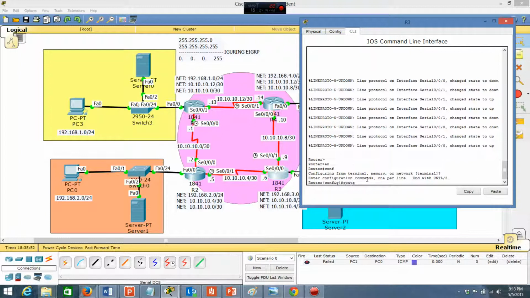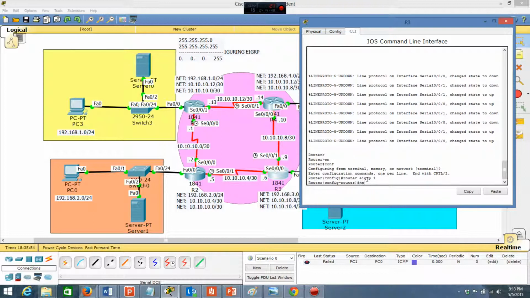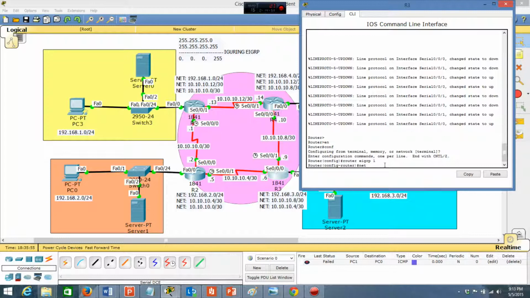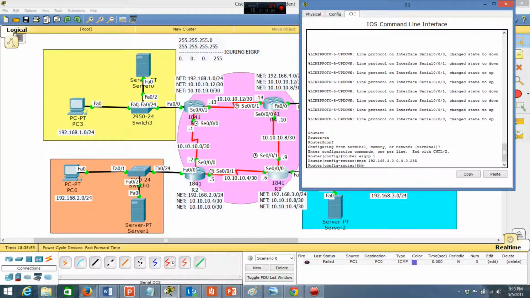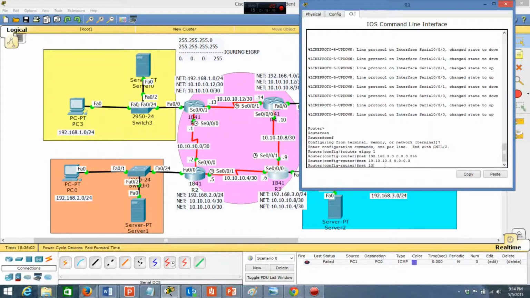So let's do router EIGRP 1, maintain our same autonomous system number. You do enter, you do network. Now you want to include all the networks attached to router 3 in our EIGRP statement. 192.168.3.0, 0.0.0.255. Enter. Network 10.10.10.8, 0.0.0.3. Enter. Network 10.10.10.4, 0.0.0.3.